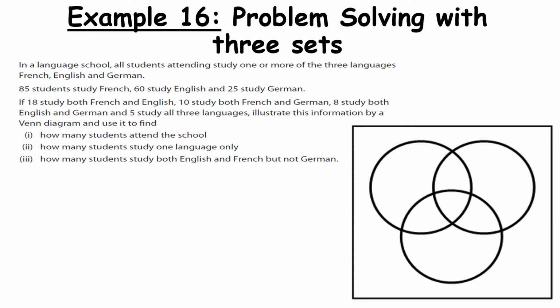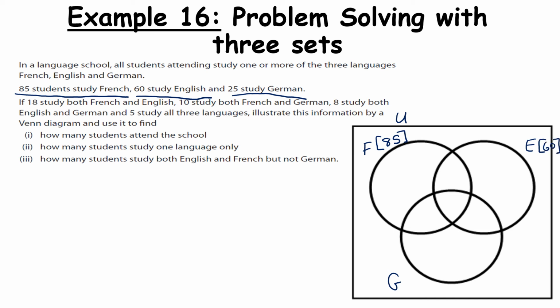So now let's look at problem solving with 3 sets. So we have in this question 3 different languages, French, English, and German. So here's my universal set, and I'm going to set these up as French, English, and German. Now, 85 students study French, 60 study English, 25 study German. These are totals, and I'm going to put them outside because I don't know how to fill them in.